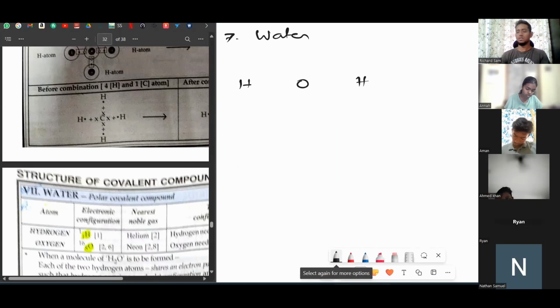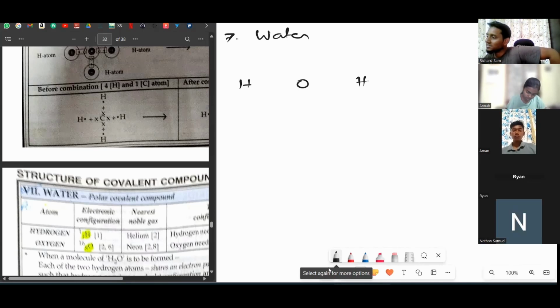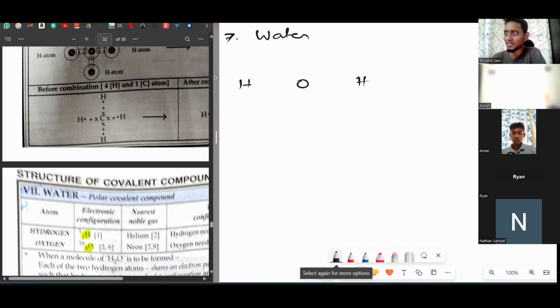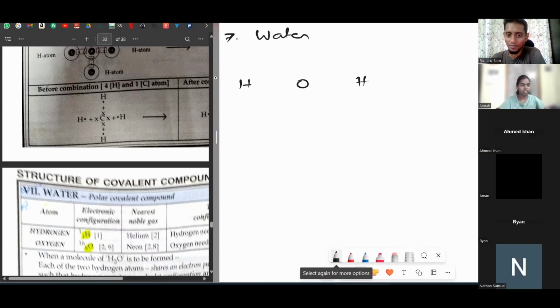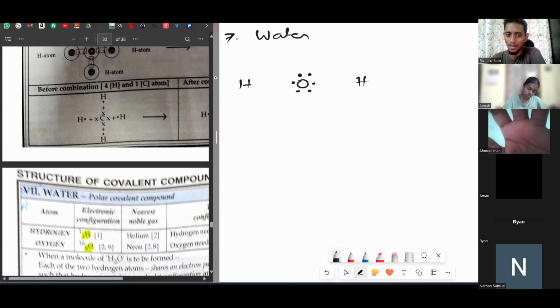Finished? Show me, all of you, what you drew. Electron dot. You drew orbit. Okay, draw electron dot also. Draw the electron dot diagram. So oxygen has 6. 1, 2, 3, 4, 5, 6. Draw it like this. Hydrogen has 1.